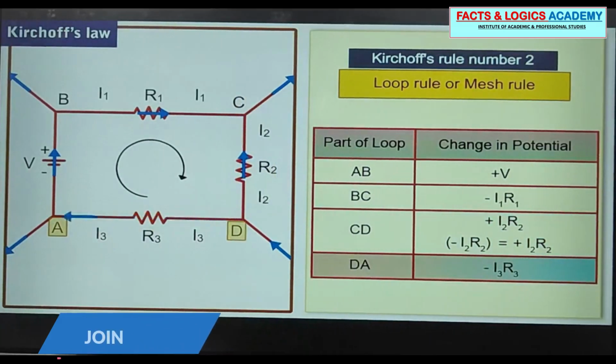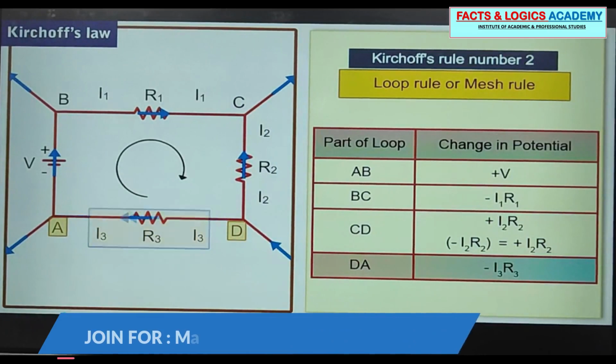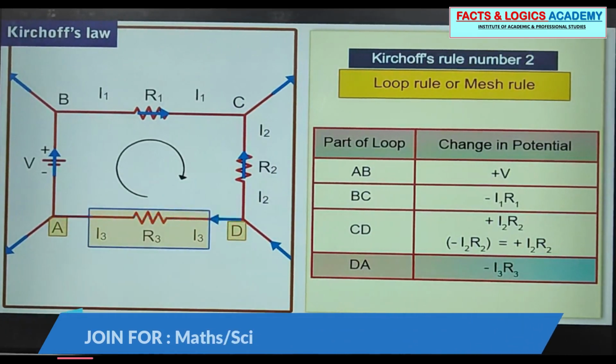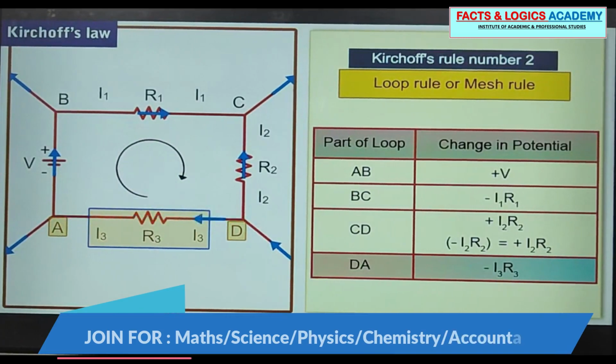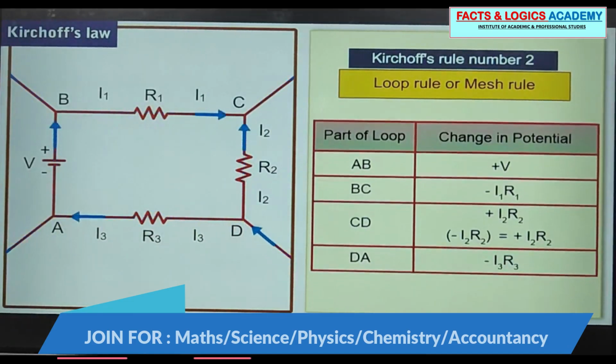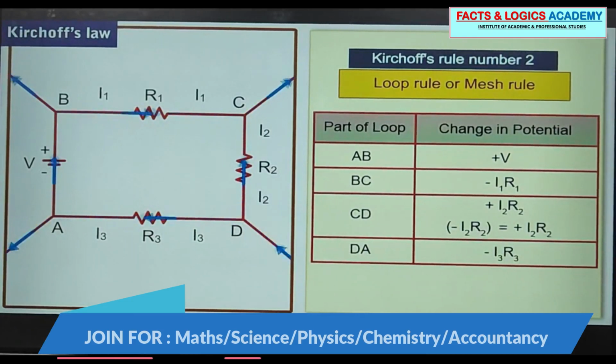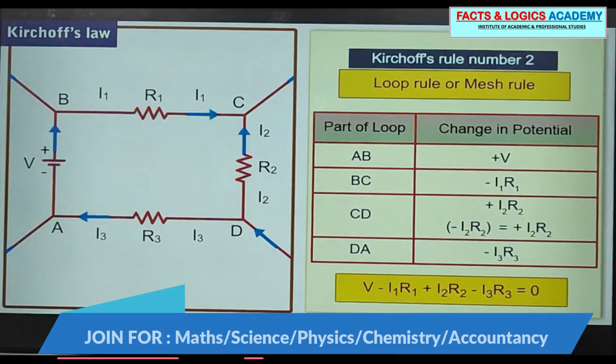DA. Current I3 is passing through R3. The direction of I3 and the direction of walk-through is the same. The change in potential is minus I3 into R3. To apply Kirchhoff's rule 2, we add all these changes in potential and equate it to zero.